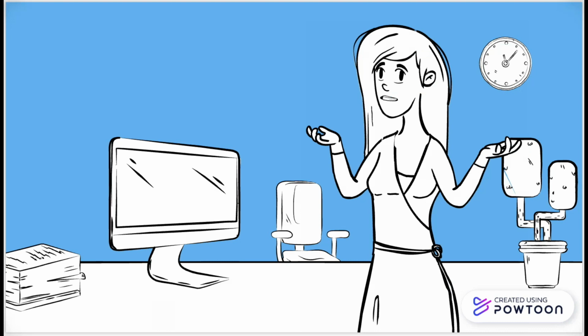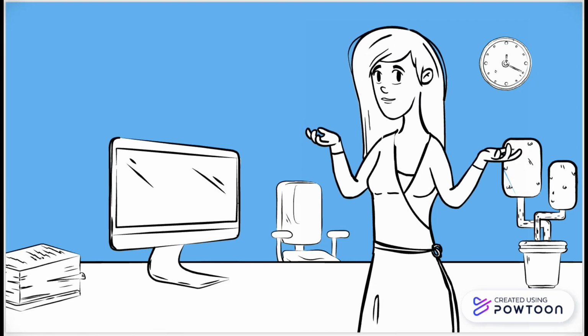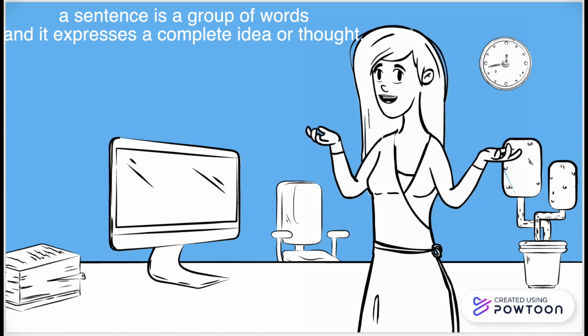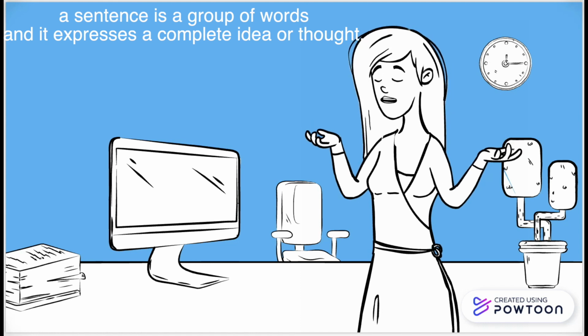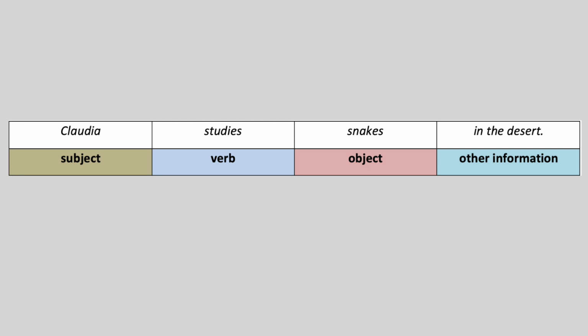In this lesson, you will learn about sentence structure in English. In simple terms, a sentence is a group of words and it expresses a complete idea or thought. So, what does every sentence in English need? Every sentence needs a subject and a verb, but sometimes there's an object and/or other information after the verb.